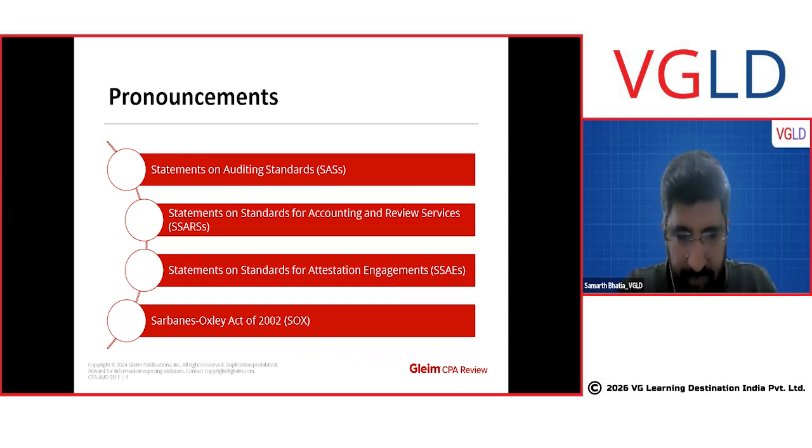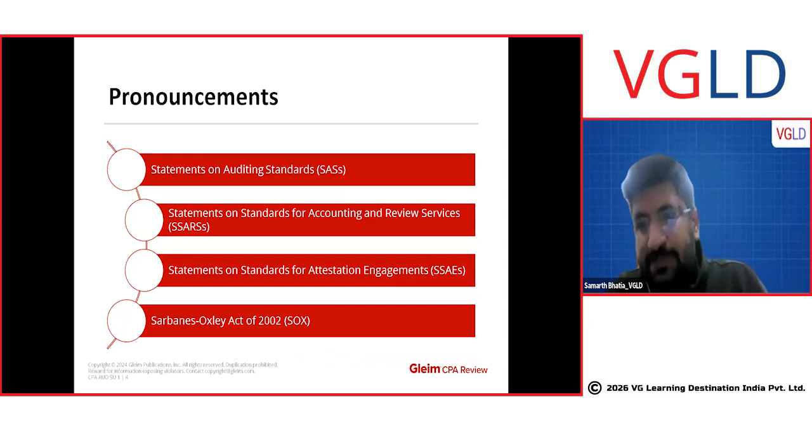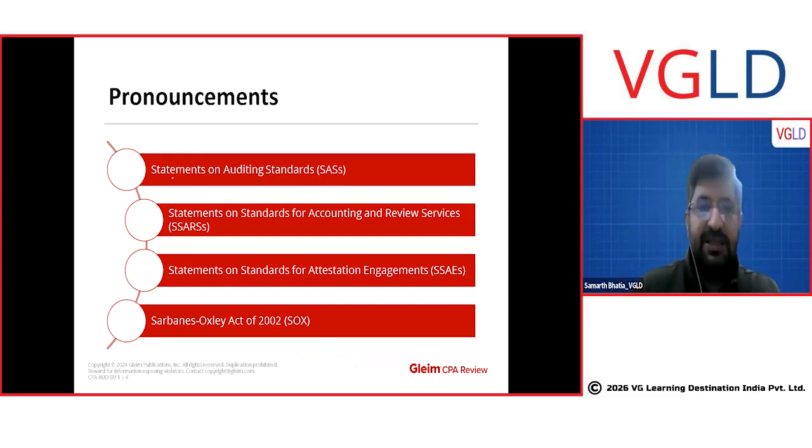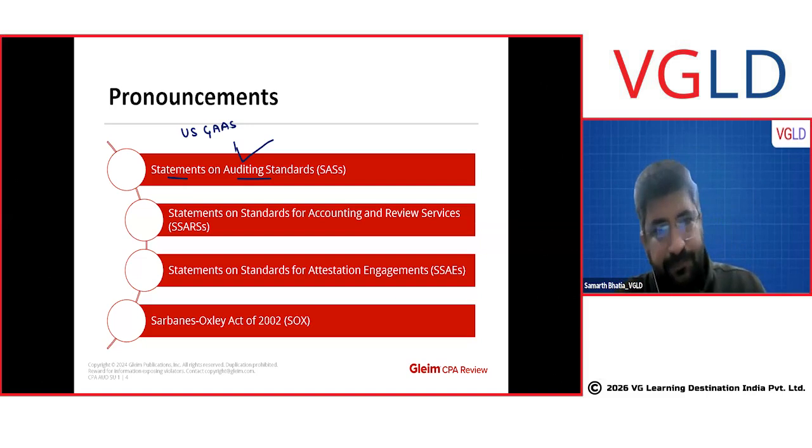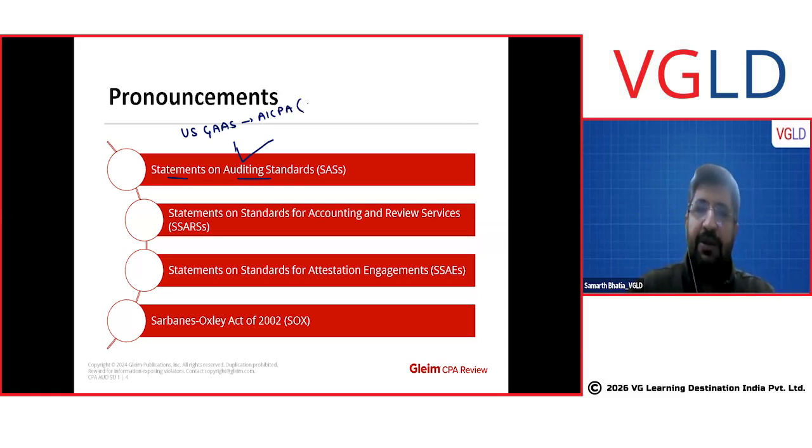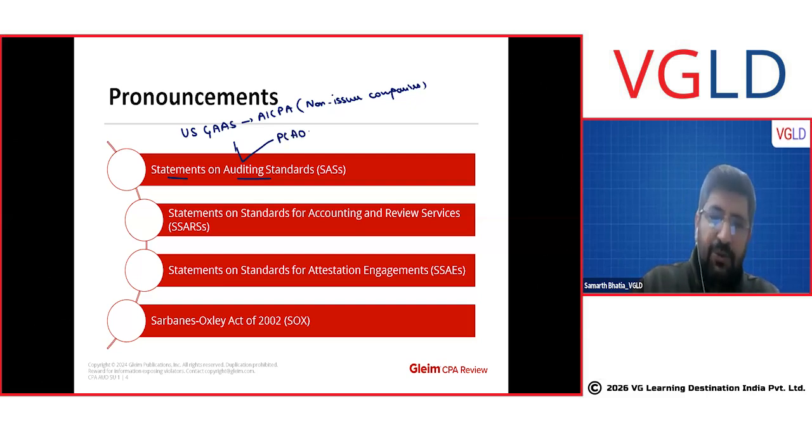So we will be using these pronouncements in our auditing syllabus. We will be using the statements on auditing standards. In this we have US GAAS, which is generally accepted auditing standards, issued by the AICPA. These standards are mainly applicable to non-issuer companies, not to issuer companies. Then we have the standards on auditing issued by the Public Company Accounting Oversight Board, and these are mainly for the issuer companies.